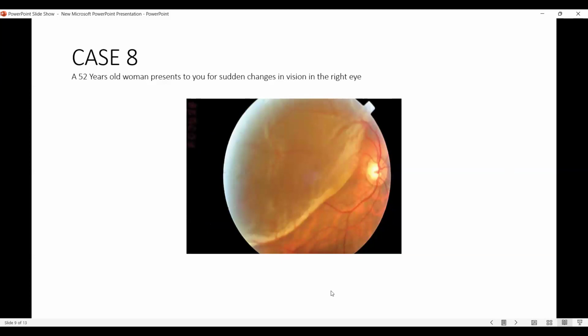This is a fundus photograph of the right eye, which shows an elevation in the superotemporal area of the fundus, which is also involving the macula. This seems to be some kind of translucent structure which is coming from above. This patient has sudden changes of vision in the right eye, a 52-year-old woman.